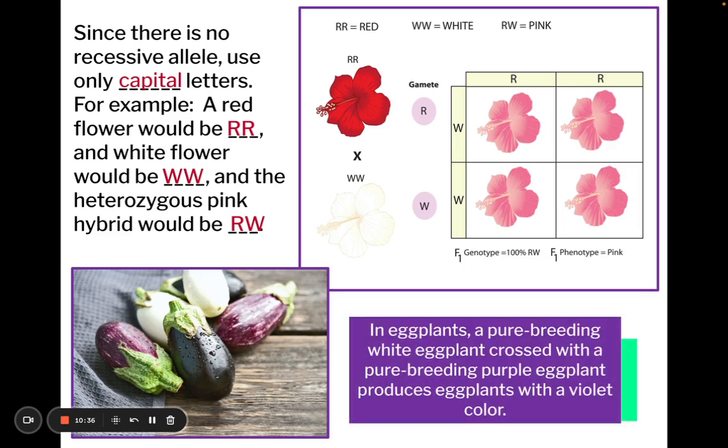This is important to make sure that you understand when you're creating this Punnett square, especially if it's a fill-in-the-blank test question, you've got to use the right letters. Remember, we use the first letter of the dominant trait. Well, neither one of these traits or alleles is dominant. So we're going to use R and W, two separate capital letters, okay?